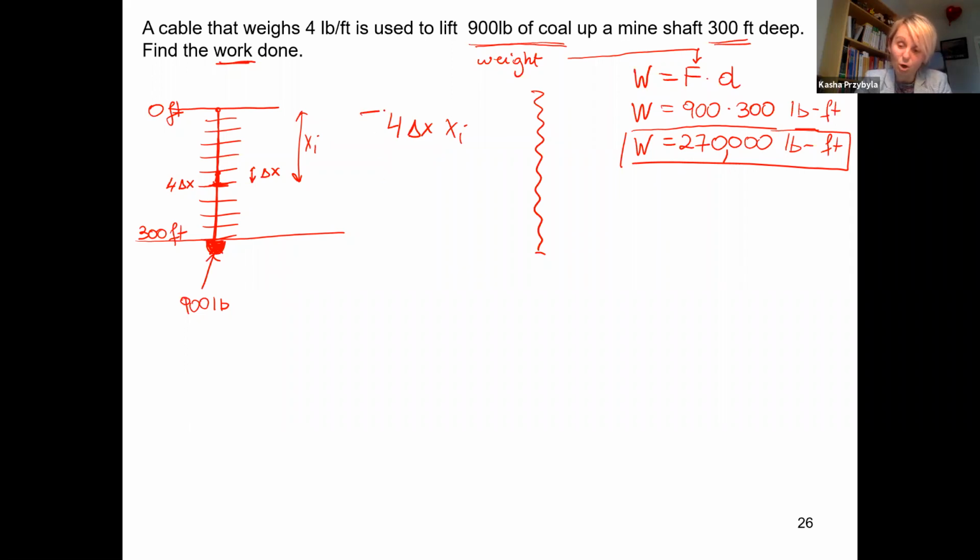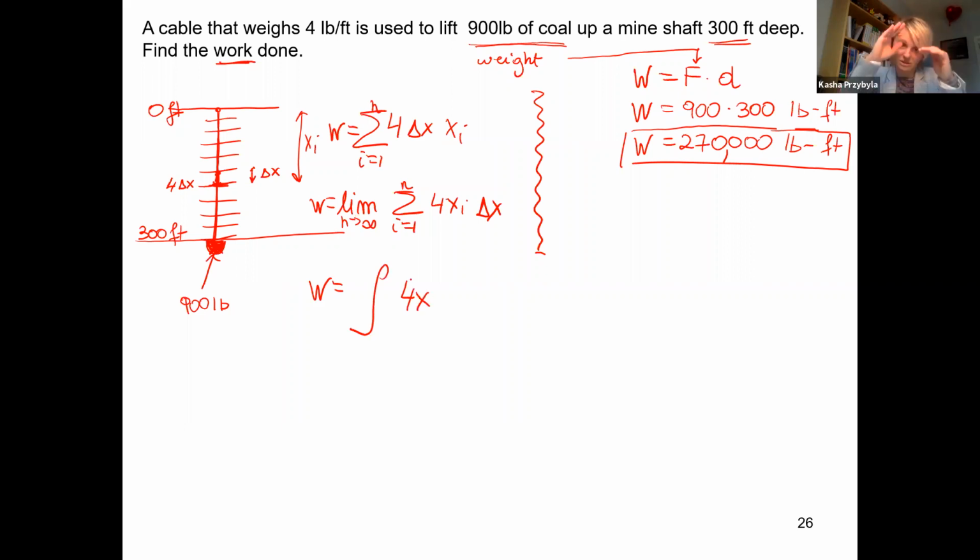Now we have to add all of them from 1 to n. And they have to be teeny tiny, which means we have a limit as the number goes to infinity. We recognize the Riemann sum. This is the work. The limit of the sum is just the integral of 4x dx, integrating with respect to x, from 0 to 300.